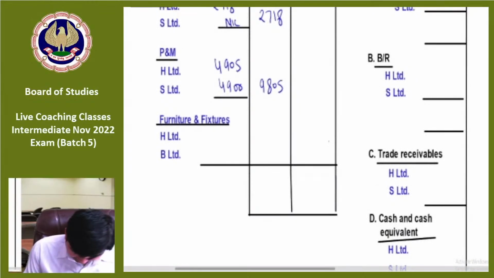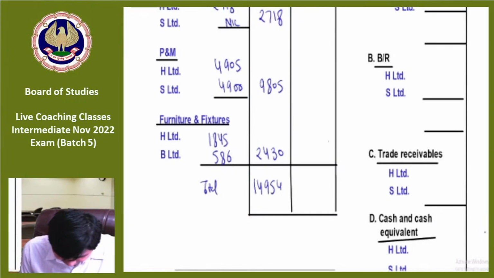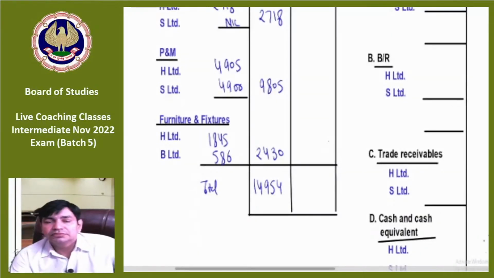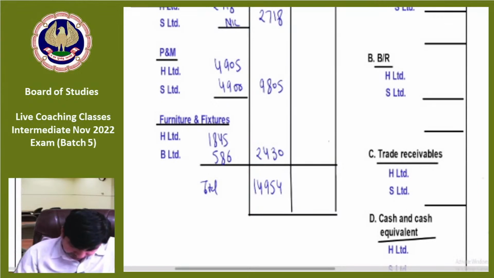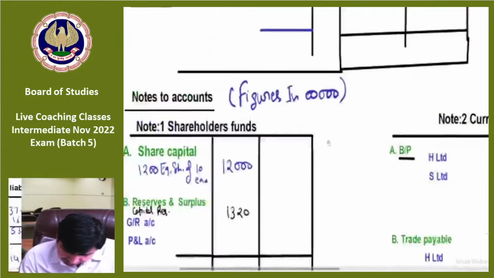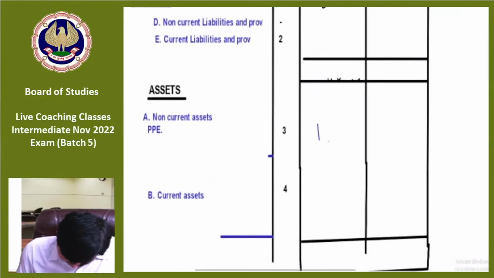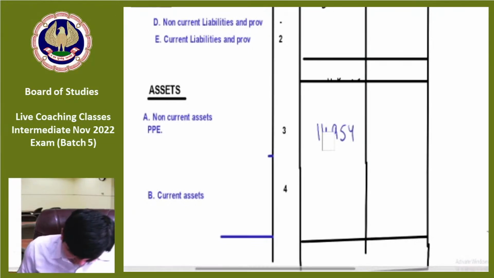In case of fixtures also, 1845. S limited 586. 2431 is the total figure, and the total becomes how much? 14954. So that will be posted directly to the balance sheet. Please do the total and post to the balance sheet. 14954 under non-current assets. Okay, beta.